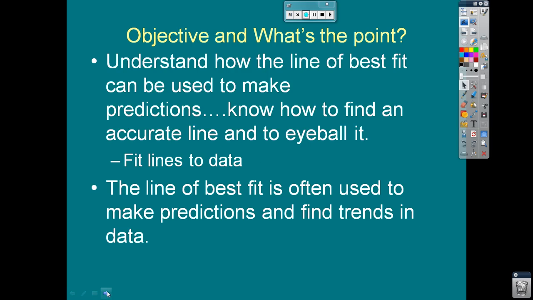Objective, and what's the point? Understand how the line of best fit can be used to make predictions, know how to find an accurate line, and how to eyeball it. I know that's probably a weird way to say it, but that's all I could think of.